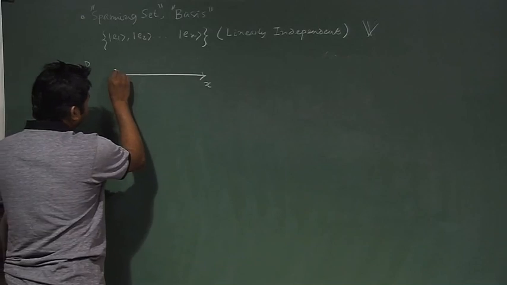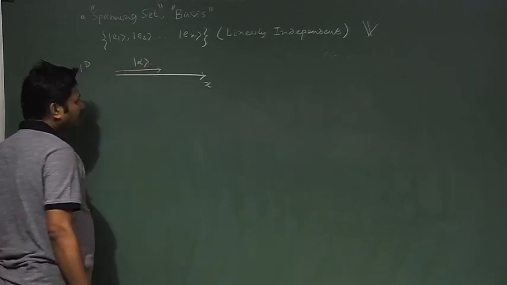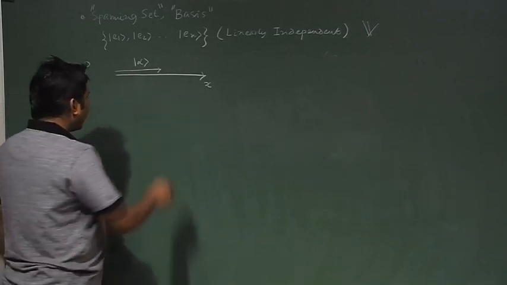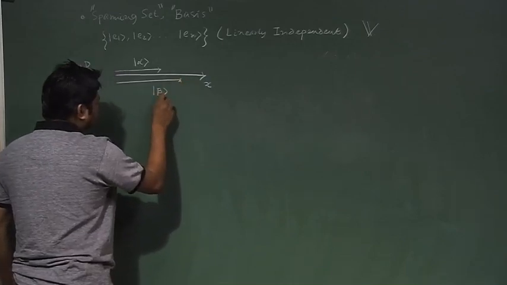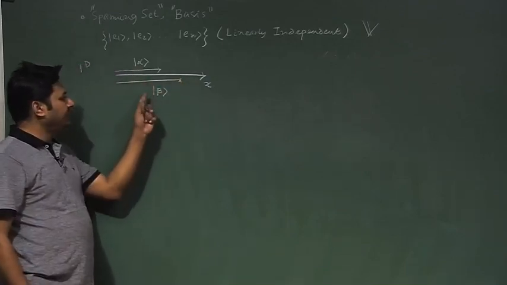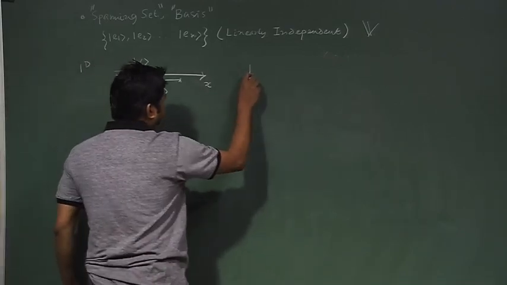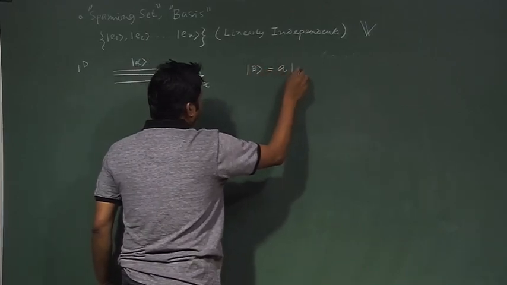For example, if I write a vector like this, say this is my alpha, which is a vector in this direction. If I want to write another vector in this direction, say beta, I can always write beta in terms of alpha. Beta is nothing but some multiplication of alpha.